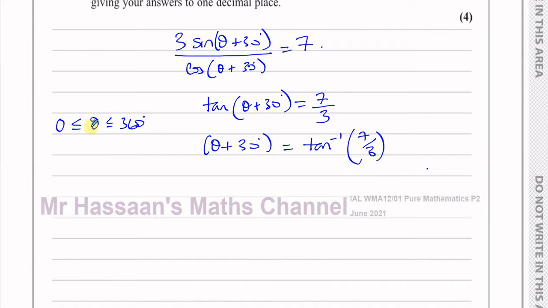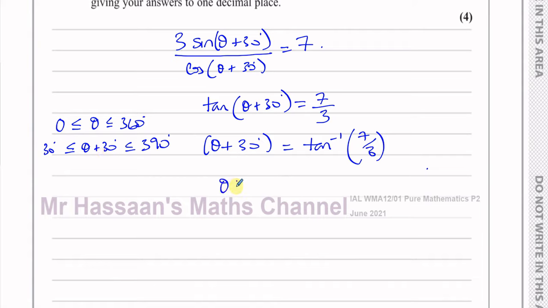So I've got to add 30 degrees to this to make it look the same as that. So you have theta plus 30 degrees. So you have to add 30 to all the other parts. So this becomes 30, and this becomes 360 plus 30, which is 390. So we have to find all the angles between 30 and 390 which satisfy this, and then we can adjust our answers for theta in the end by subtracting 30 from them.